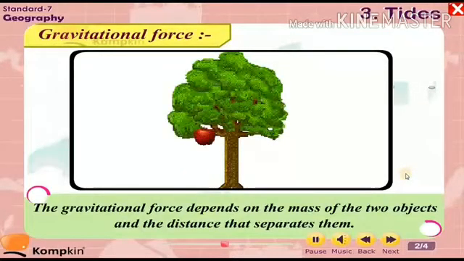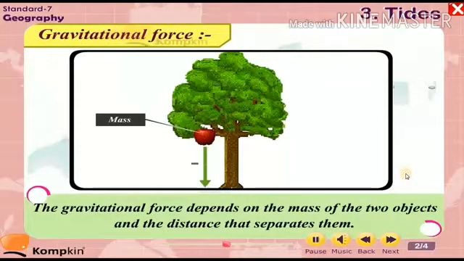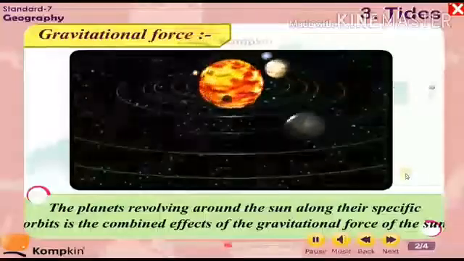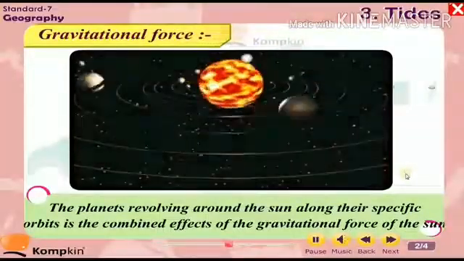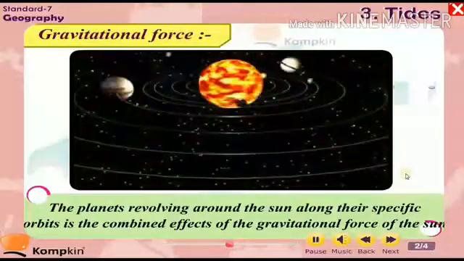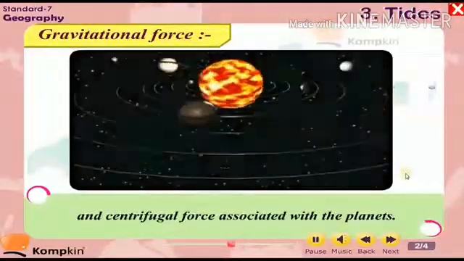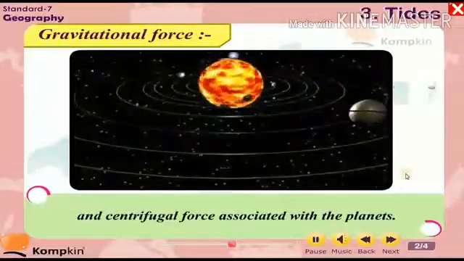The gravitational force depends on the mass of the two objects and the distance that separates them. The planets revolving around the sun along their specific orbits is the combined effect of the gravitational force of the sun and centrifugal force associated with the planets.